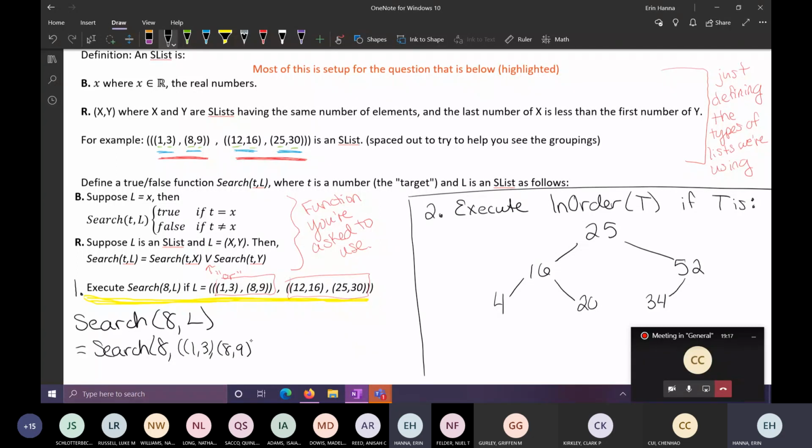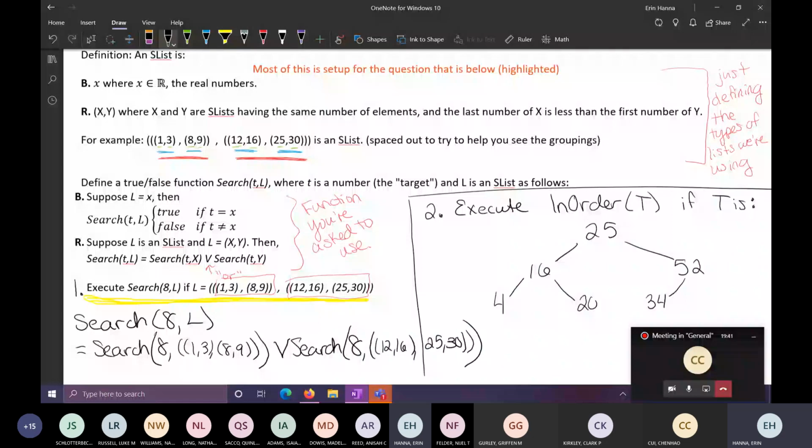I guess you could give it a name, but how many parentheses do I need here? Or search 8, 12, 16, 25, 30. This one is going to be a bit tedious to write out. I understand that. But so essentially that's how the first step would go.